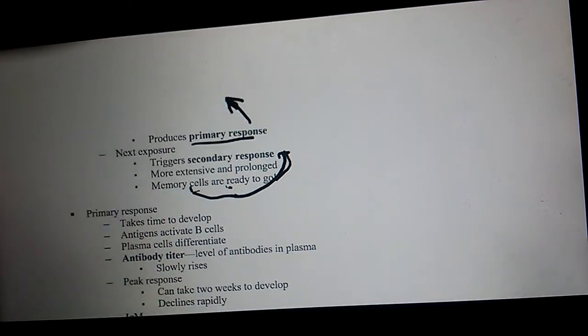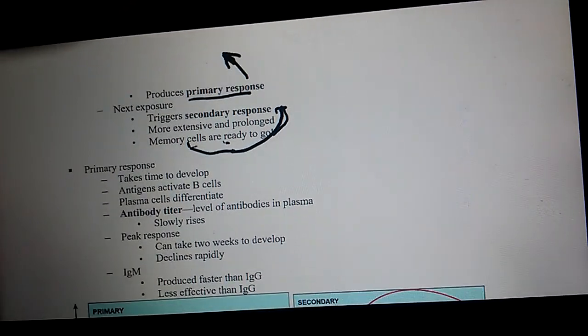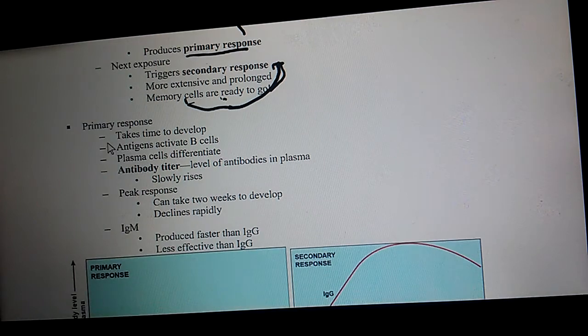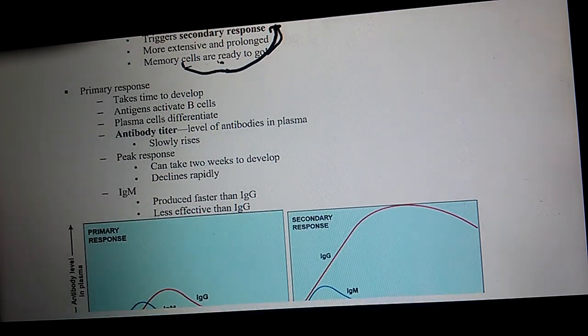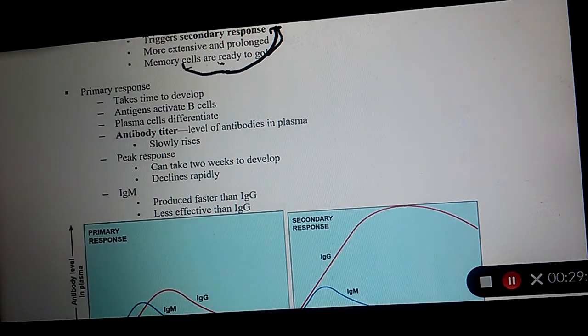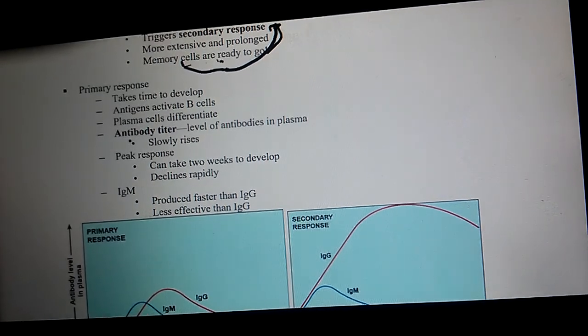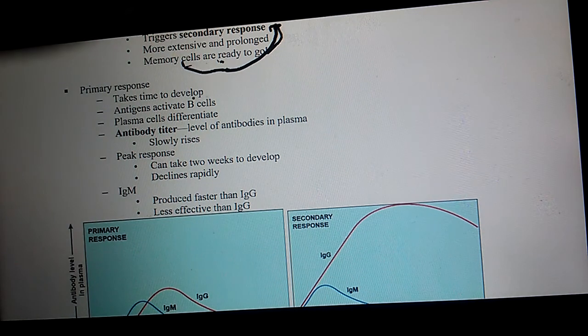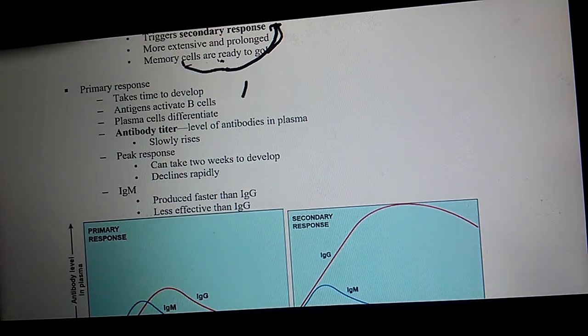Which one's slower, a primary response or a secondary response? Primary response. Which one's slower, primary or secondary? Primary. How many days does it take for us to develop antibodies in a primary response?